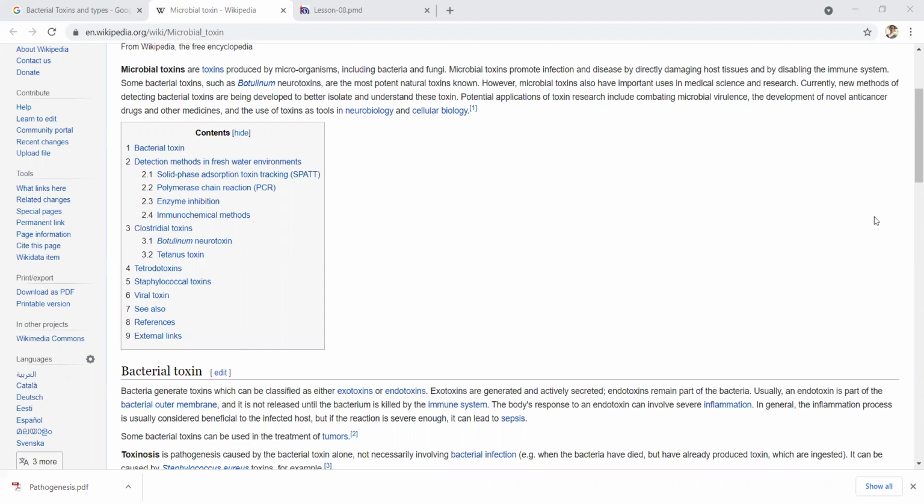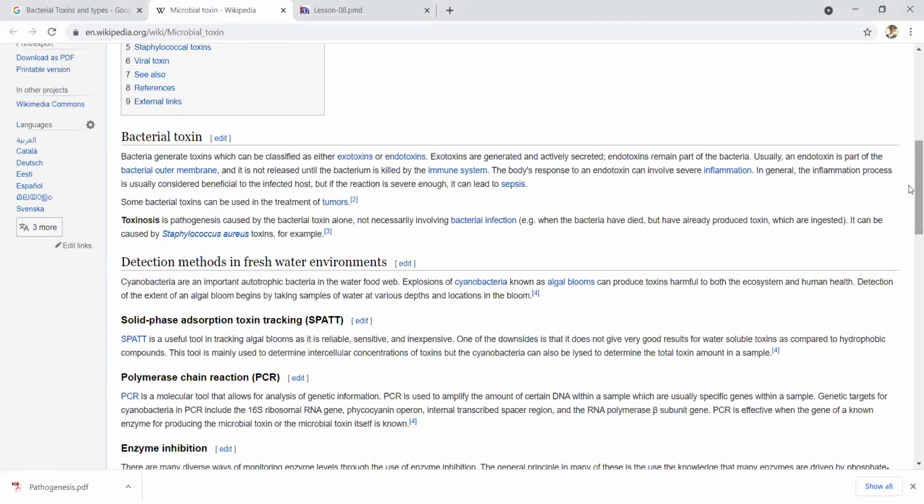Now, these bacterial toxins, as I told you, are mainly of two types: exotoxin and endotoxin. Exotoxins are generated and actively secreted, and endotoxins remain part of the bacteria. That means endotoxins will go along with the bacteria inside the body, and then there will be the release of the toxins, which will lead to infection. Exotoxins are secreted; they do not go along with the bacteria.